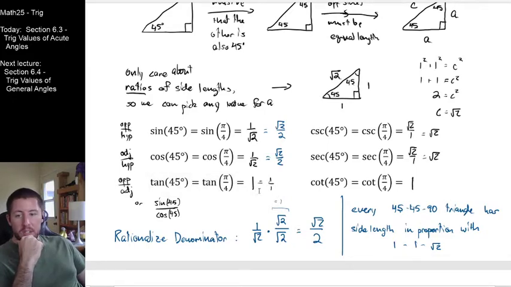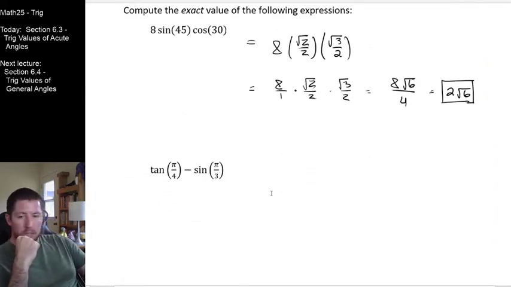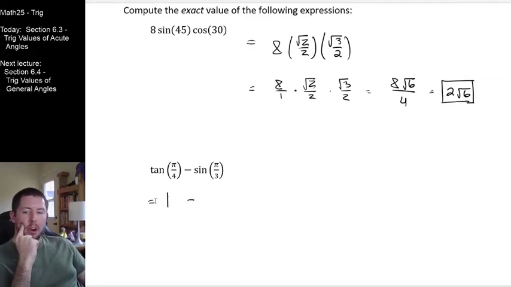Tangent is sine over cosine, and at 45 degrees, both legs are the same, so the sine and cosine are the same, and tangent is their ratio. And the ratio of two identical things is always 1. So this is going to give me 1 minus. Now we need sine of pi thirds.